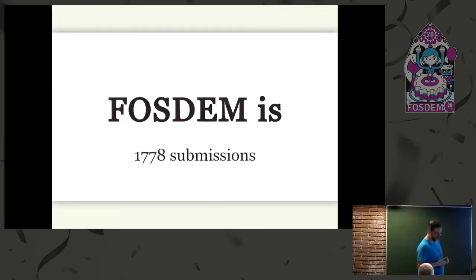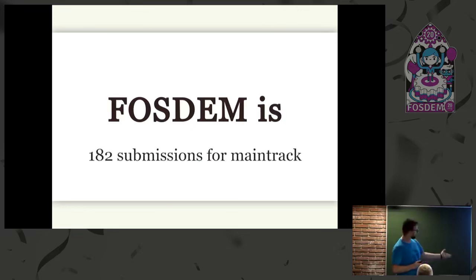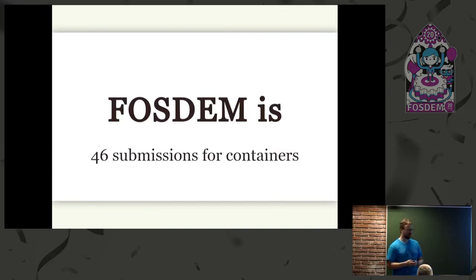So remember that number. So first, there are more than 1,700 submissions for the full event, right? So we have 70 tracks complete in FOSDEM, so Devrooms, lightning talks, main database track, the keynotes, all that. For example, for the main track, there are 182 submissions. This is for all projects, all main track projects. So it's quite a big amount.